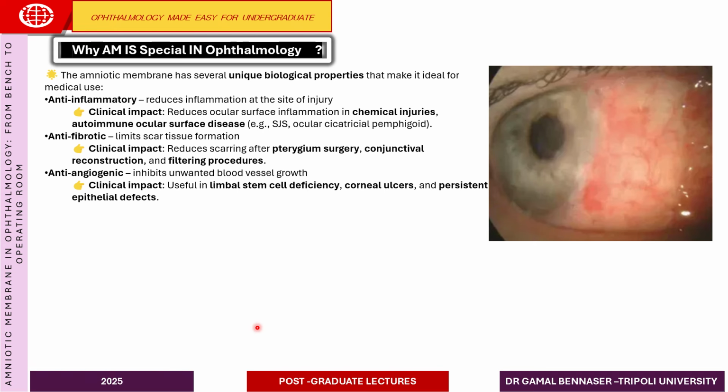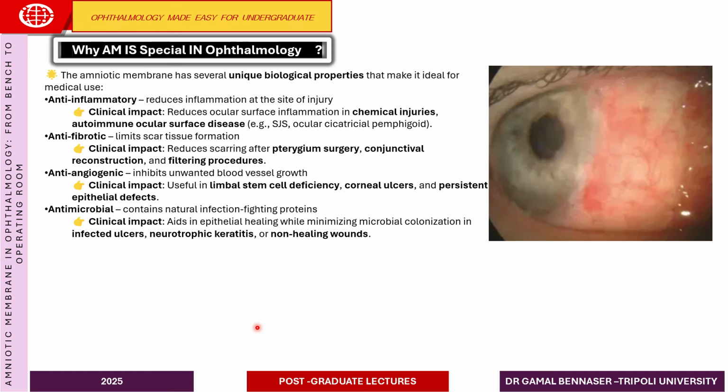Also, it has an anti-angiogenic role that prevents unwanted blood vessels, and this is, as we have explained in the lecture of the limbal stem cell deficiency, very important in the growth of the limbal stem cells. And it also has antimicrobial activity that helps in the healing of unhealed corneal ulcers or neurotrophic ulcers or any pathogens present on the corneal surface.